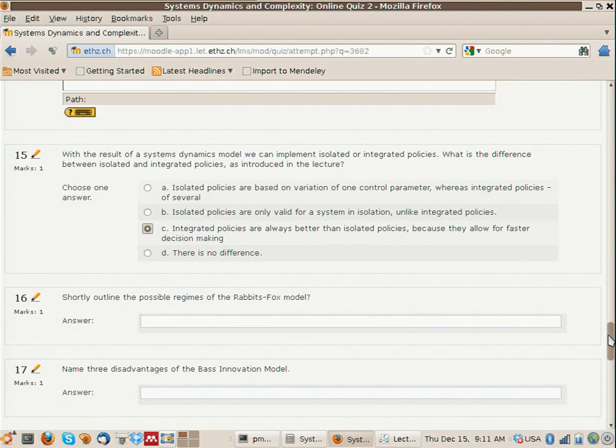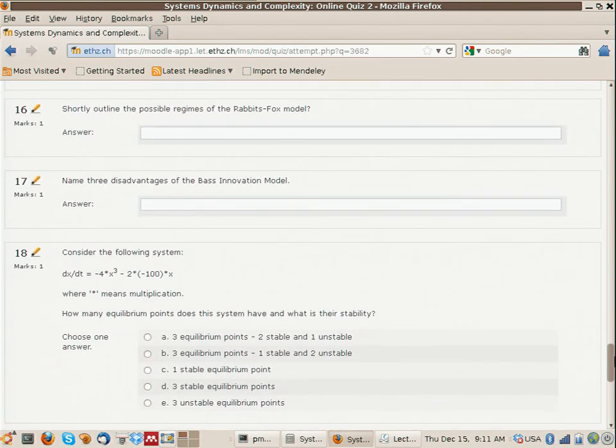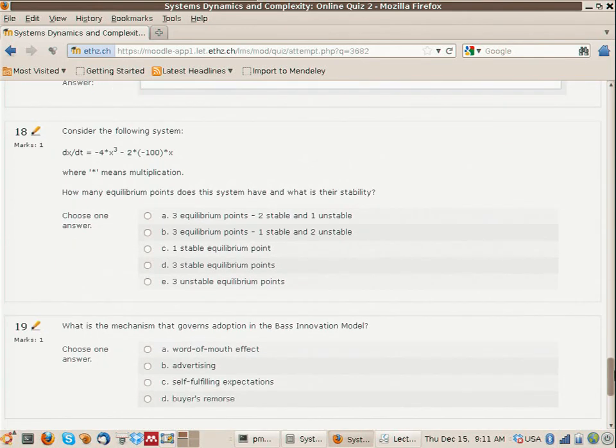Rabbits and Fox model. You know this. Bass innovation model, you know this. And I also got a question about these things, the stable points, especially in the last quiz. So let's go. Let me show you what happens.